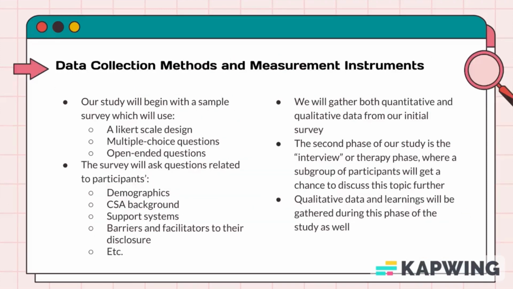Data collection methods and measurement instruments. Our study will begin with a sample survey which will use the following: a Likert scale design, multiple choice questions, and open-ended questions. The survey will ask questions related to participants' demographics, CSA background, support systems, barriers and facilitators to their disclosure, and so forth. We will gather both quantitative and qualitative data from our initial survey.